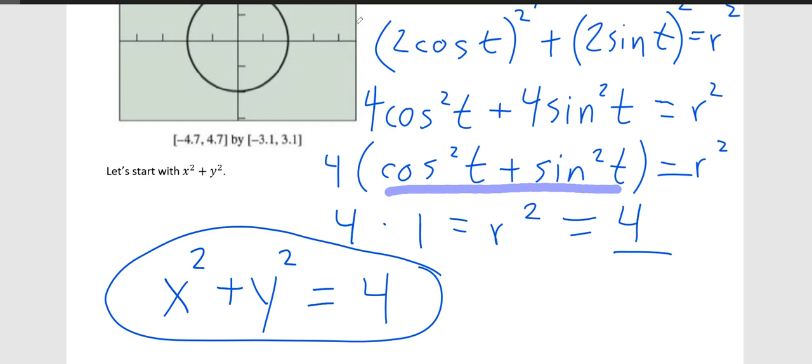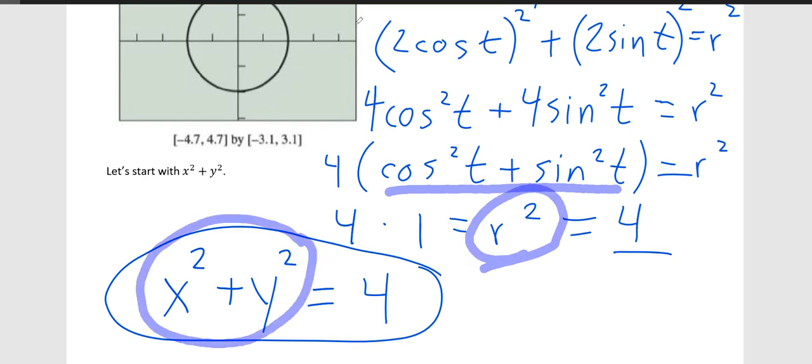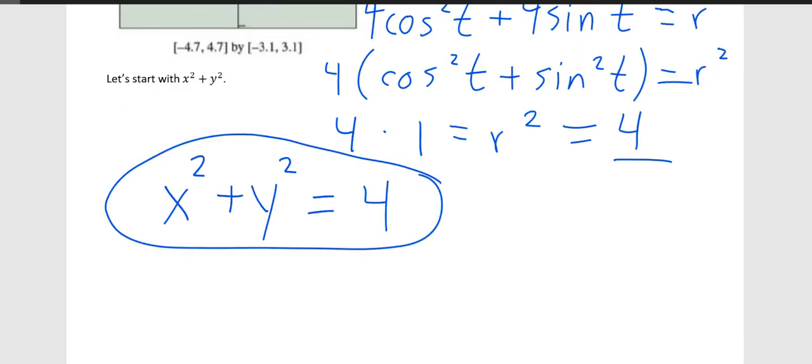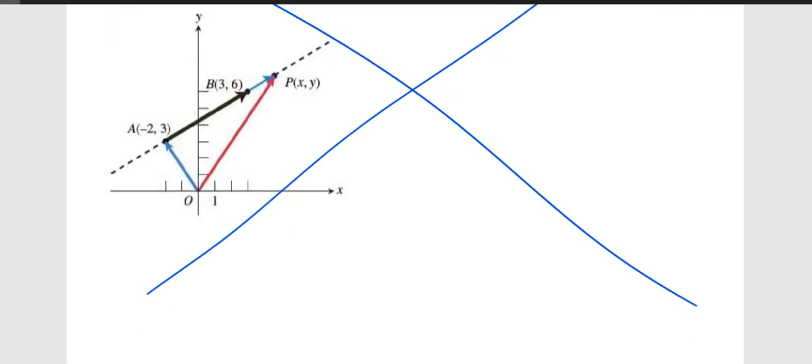So that meant r squared was 4, and we know that r squared is x squared plus y squared. All right, so that was the basic equation: x squared plus y squared equals 4. We were trying to do all that to figure out what r squared was. Or you could just go on Microsoft Excel and do it for you. Oh my goodness. Yeah. Okay.